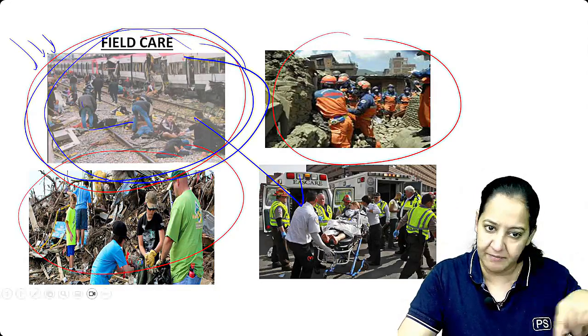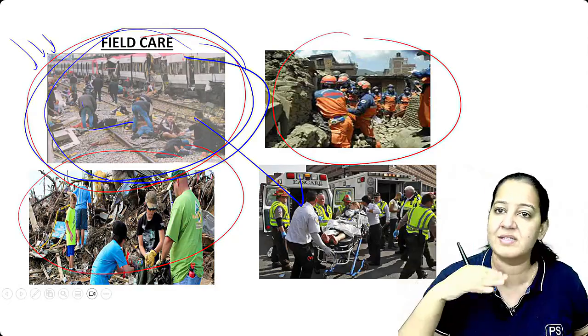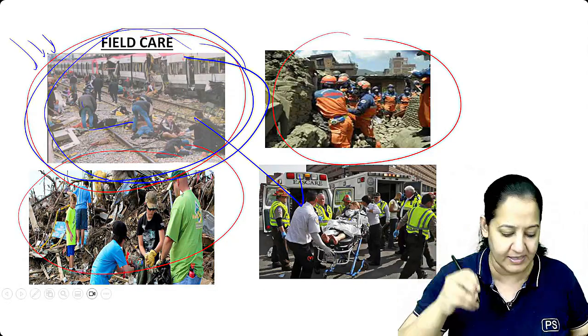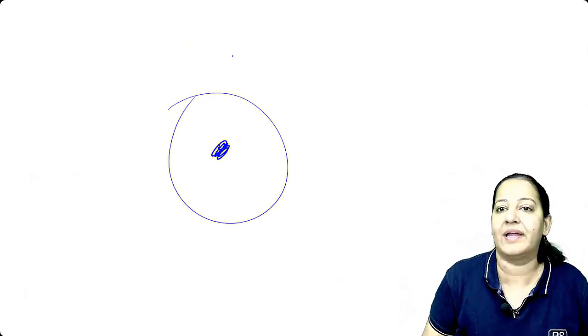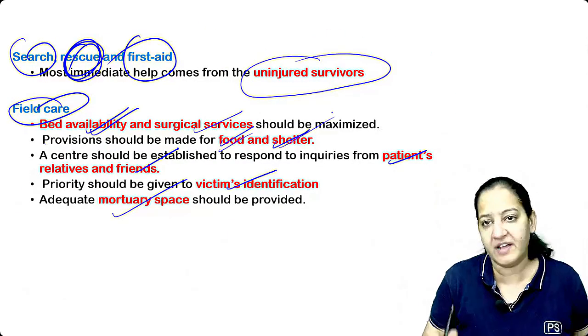And here only we are making the tents and stay shelter around this disaster. Wherever the disaster is taking place, we will provide the stay around it only. So bed availability, food, and shelter are around that only.